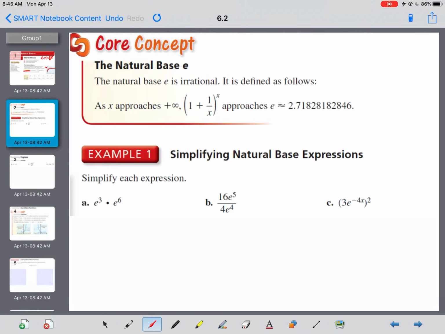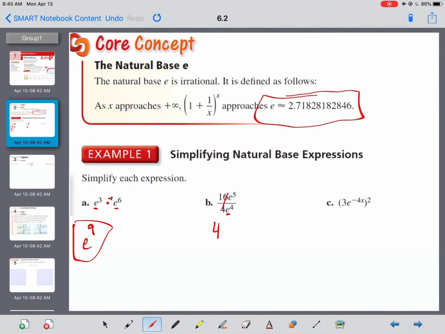It works just like any other base of an exponential function, so the same properties of exponents apply to it. Here's a definition of it, and here it is to certain decimal places, if you care to know that many. But it works the same as any other exponential function. If the base is the same and you're multiplying, you add the exponents. So e to the third times e to the sixth is e to the ninth, because 3 plus 6 is 9. When you divide, you subtract.